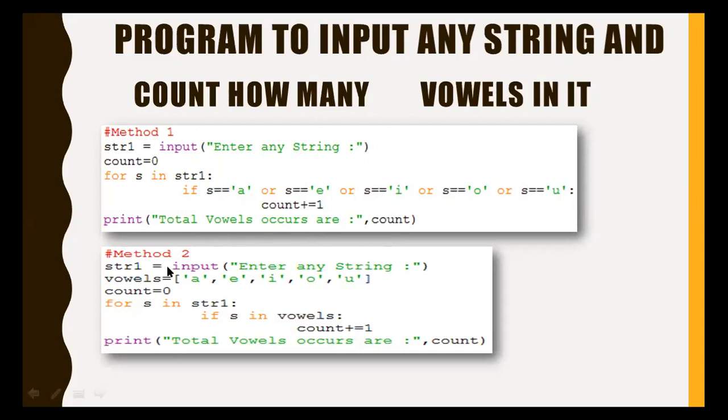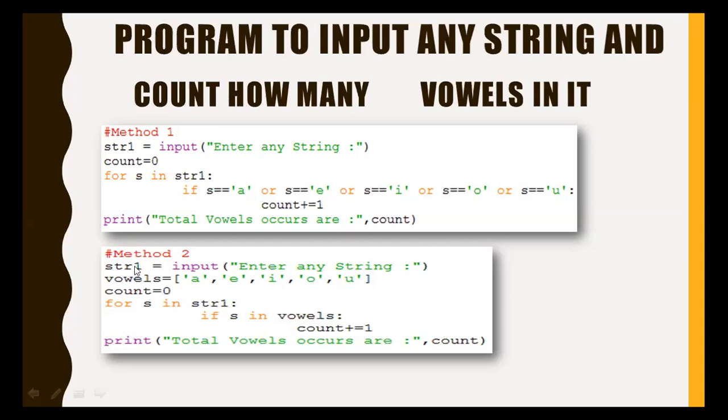Now what is another method to write this? So str1 equal input, enter any string, this line will appear. Now vowels equal, this can be written in a square bracket. In the square bracket a, e, i, o, u, these are enclosed in single quotations, and count equal 0. Count I am assigning as 0, for s in str1.